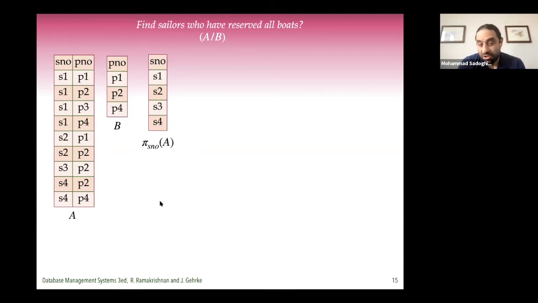And again, remember, the question I want to answer is finding those sailors who have reserved all boats, namely all those boats that are listed in B. So now I can extract the list of all sailors. I have the list of all boats. What can I do with that?